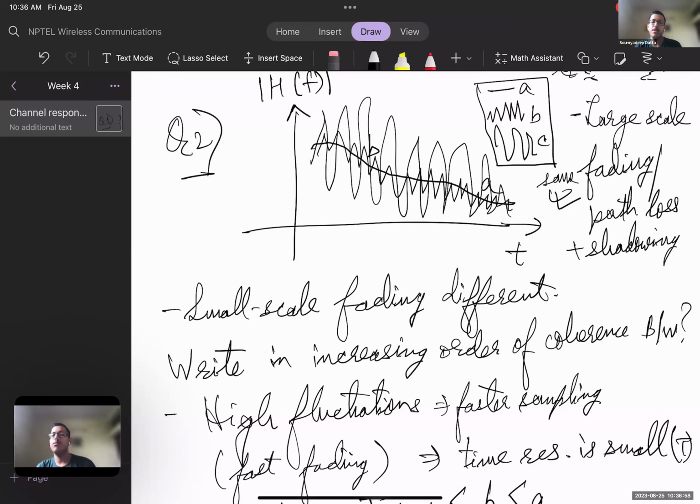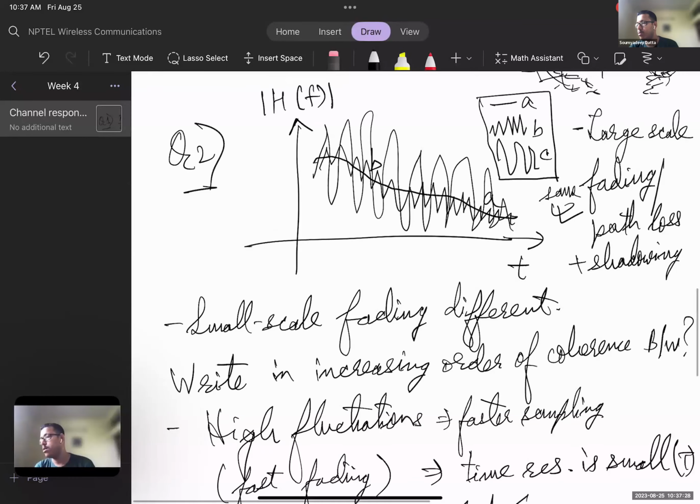And by similar logic, if you have a faster fading channel, if the channel is fluctuating faster, then your time resolution has to be low. You have to sample at faster intervals of time. You have to take channel estimates faster. And so if you draw the impulse response, your channel is fluctuating fast, so you will have high frequency.